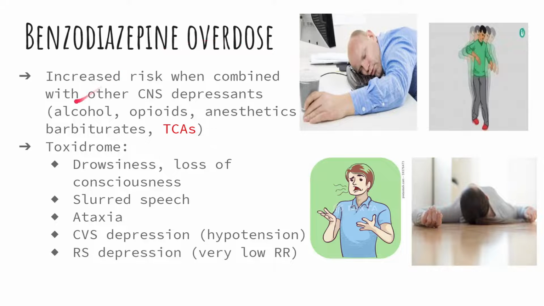Well, there is an increased risk of benzodiazepine overdose when it's combined with other CNS depressants. Something I've already discussed in the side effects when we said that combining benzodiazepines with other brain function inhibitors like alcohol, opioids, anesthetics, barbiturates, and even tricyclic antidepressants will actually make it very dangerous and will lead to extremely toxic effects that will lead to death.